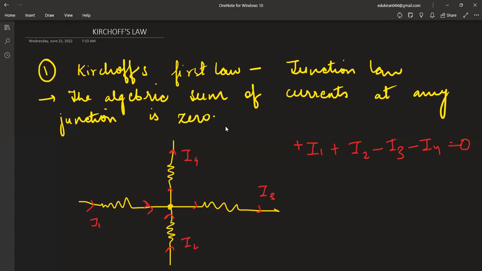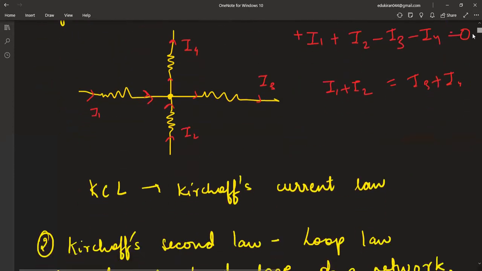So this law will be applied. You will see how to apply all these laws, but the basics of these laws you should understand. Now what you can conclude is that whatever current is entering the junction is actually equal to the current leaving the junction. This is what is meant by Kirchhoff's junction law. We call it Kirchhoff's current law also. Kirchhoff's junction law or Kirchhoff's current law.